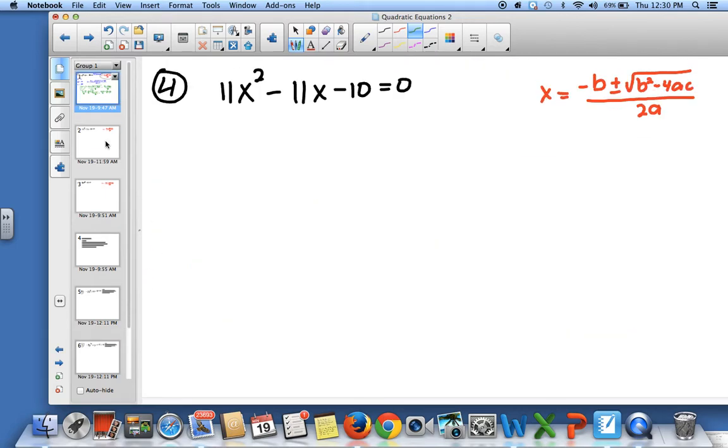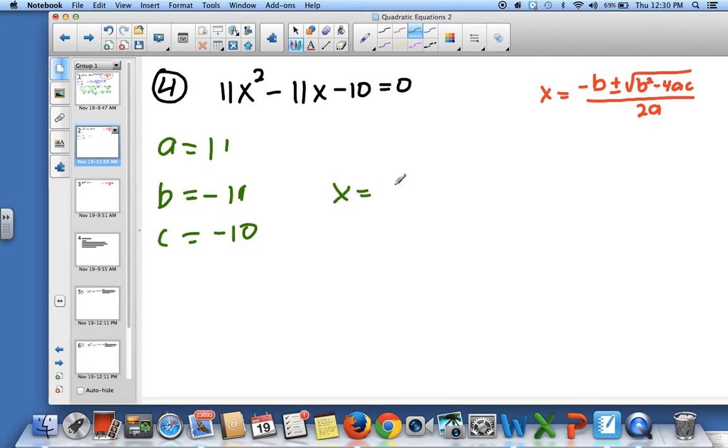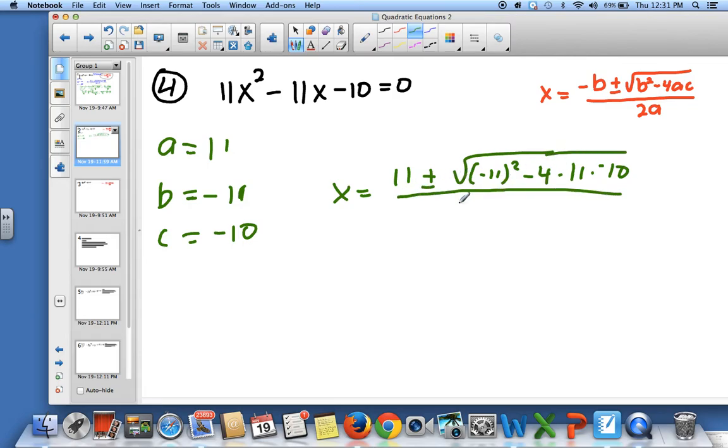I'm just going to do a couple of random problems. Now I'm going to work on number 4. Same principle. A equals 11, that's this number here. B equals negative 11, that's the number in front of there. And c equals negative 10. So x would be equal to the opposite of negative 11, which is positive 11, plus or minus the square root of negative 11 squared minus 4 times 11 times negative 10, all over 2 times 11.